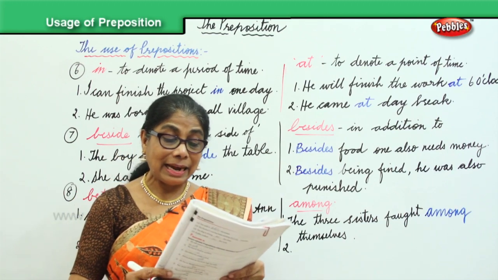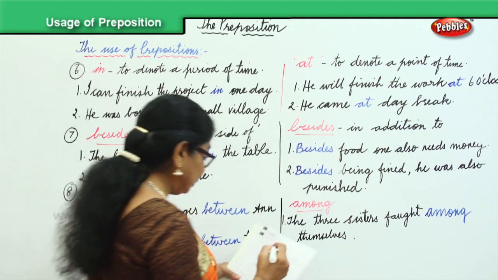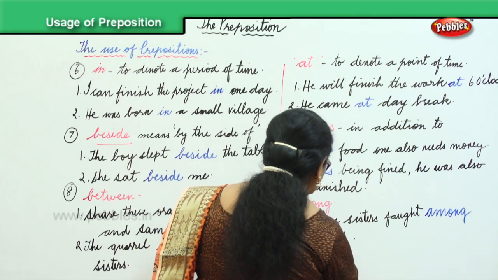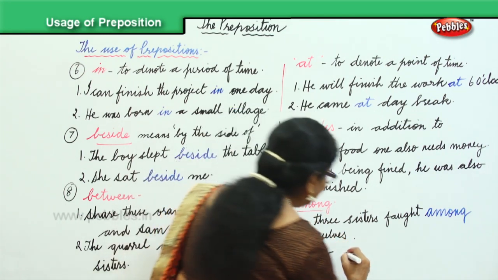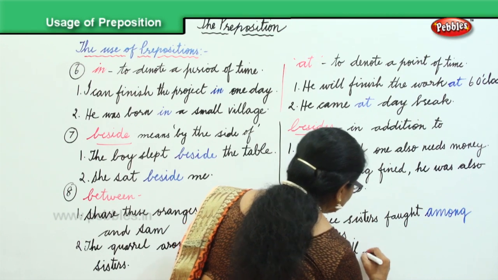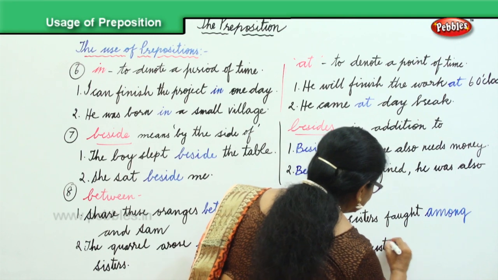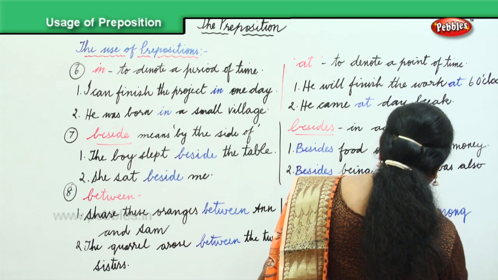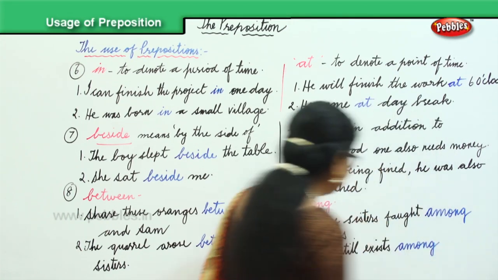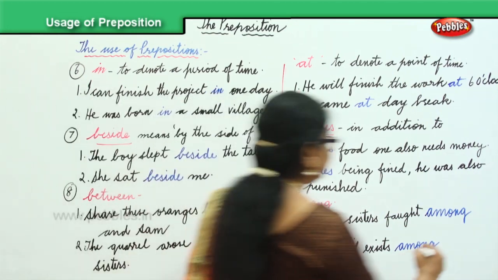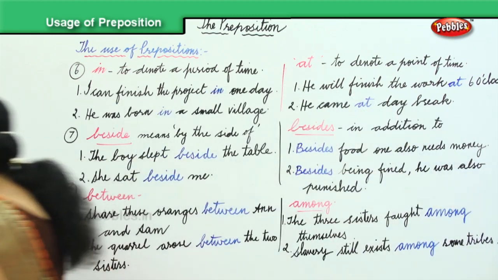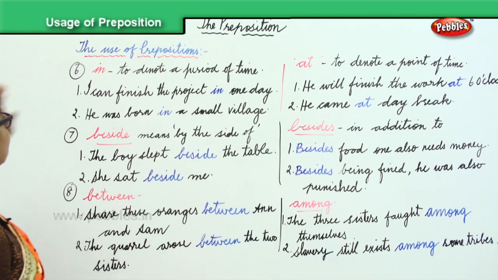Slavery still exists among the tribes. Slavery still exists among some tribes. Now that comes to the end of the usage of prepositions.